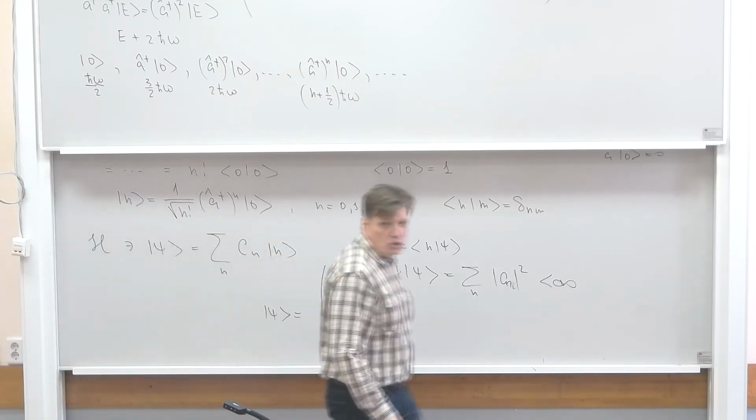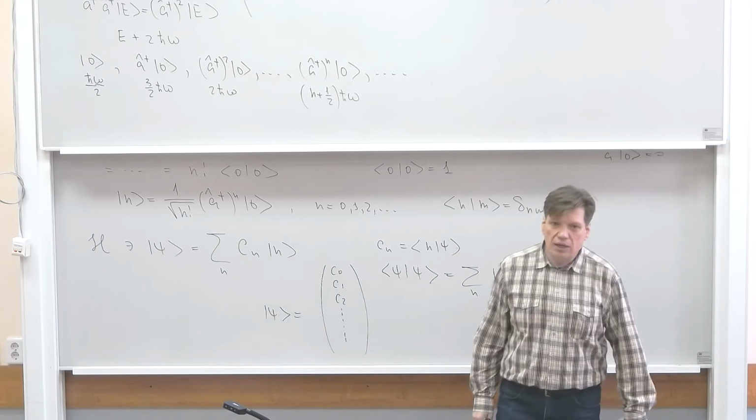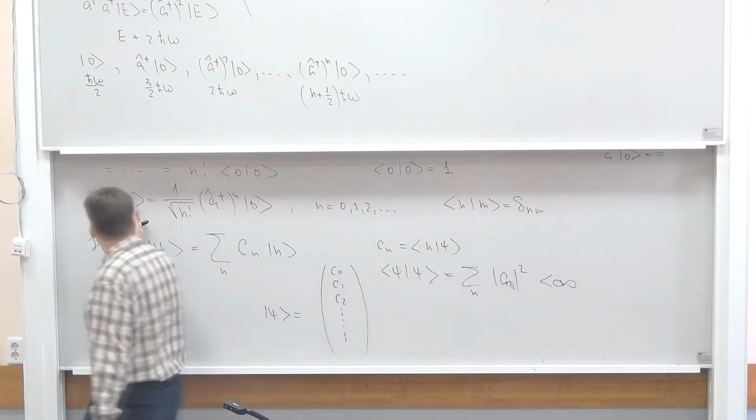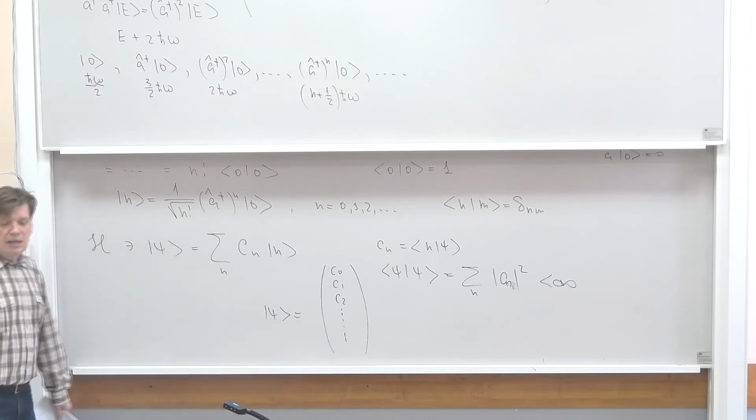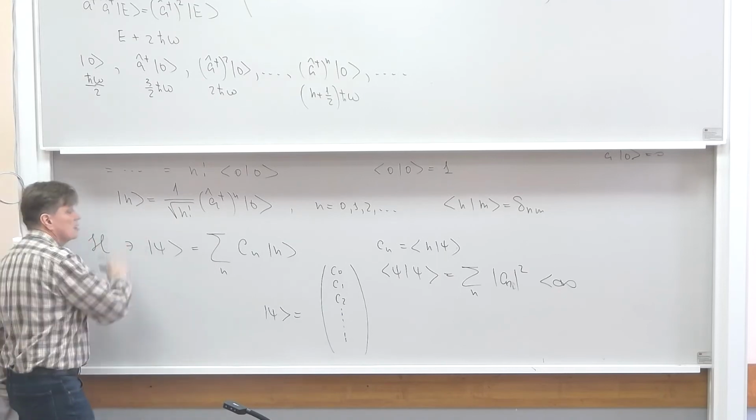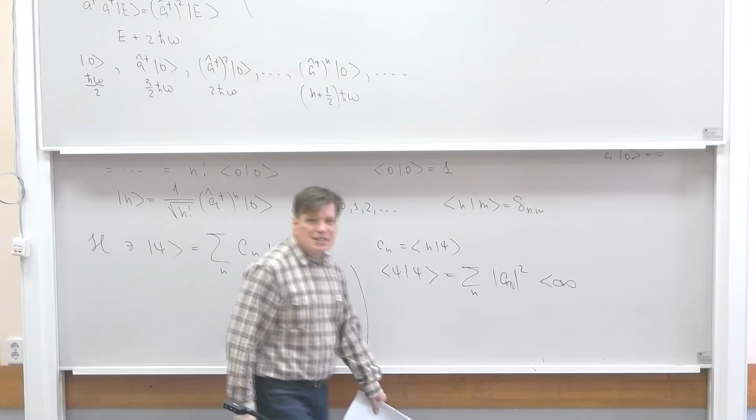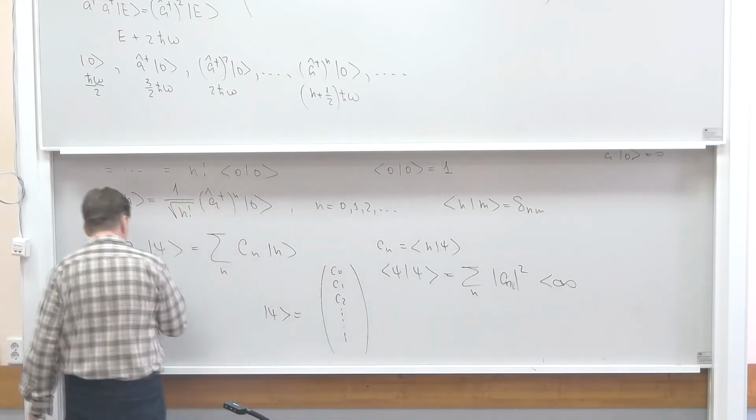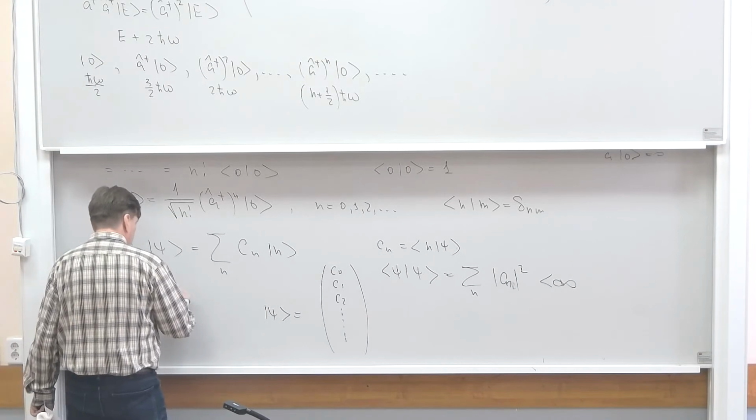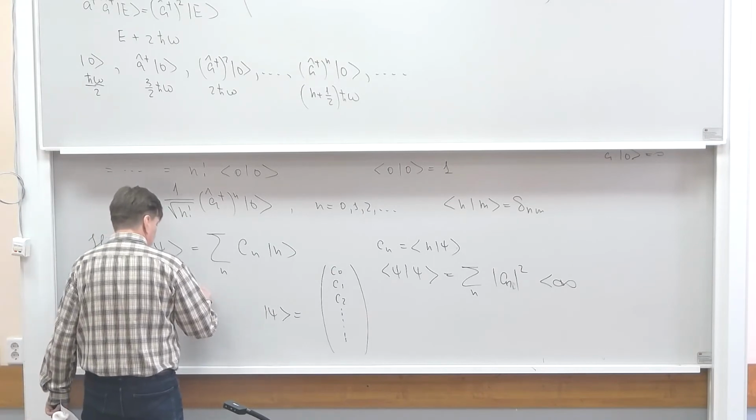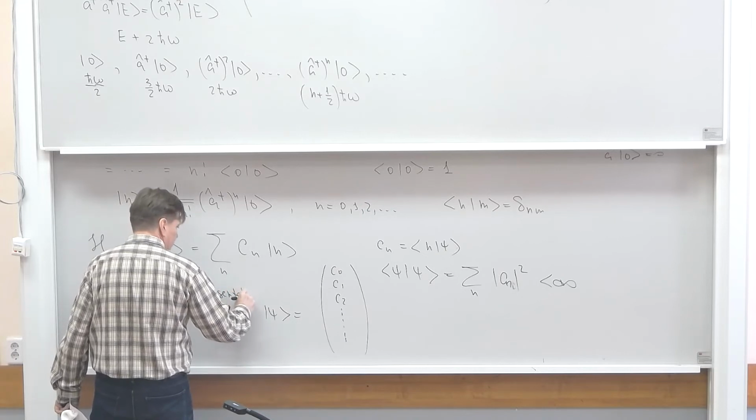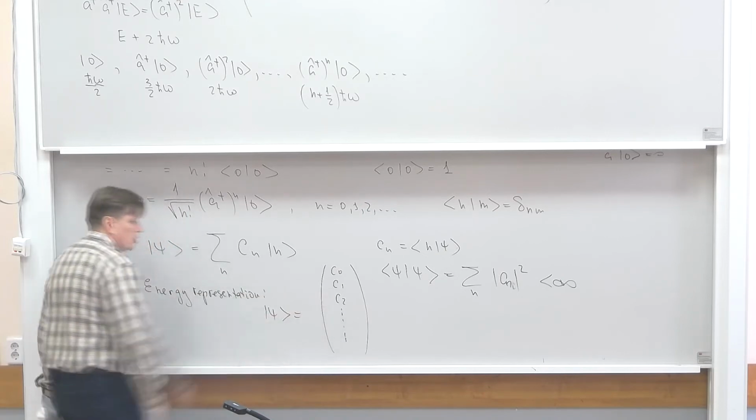And by construction, this column vector defines a state psi of the harmonic oscillator in the energy representation. Why energy? Because each basis vector is an eigenvector of the Hamiltonian. Each basis vector describes a state with definite value of energy. So this is the energy representation.